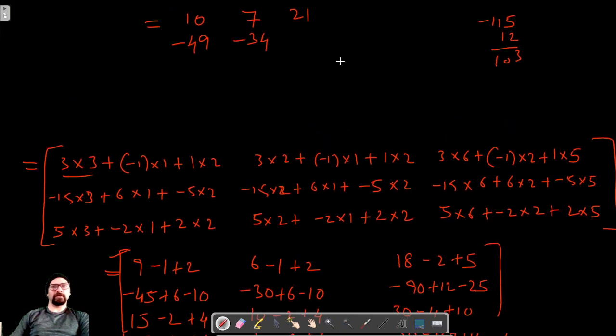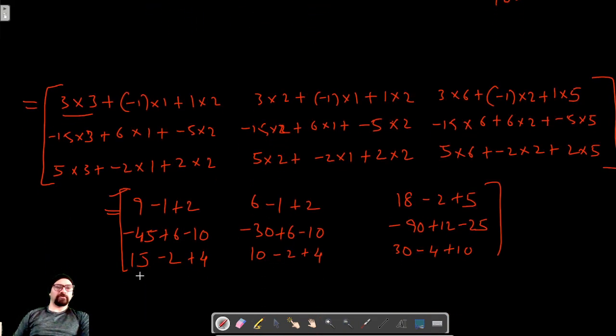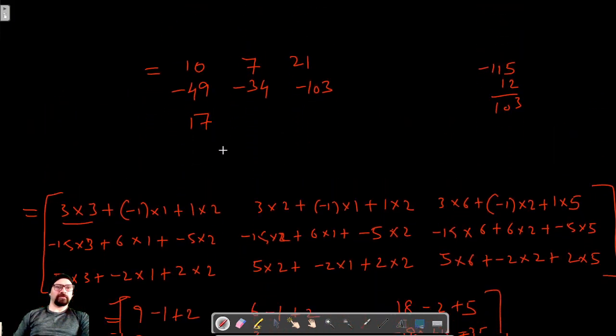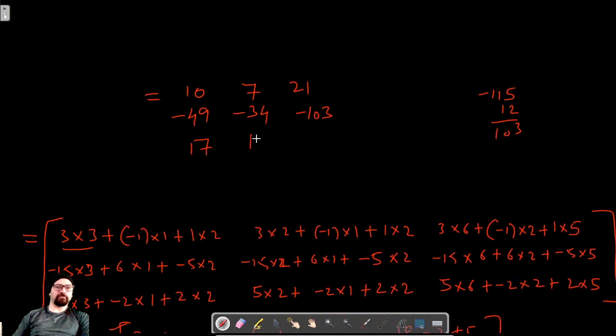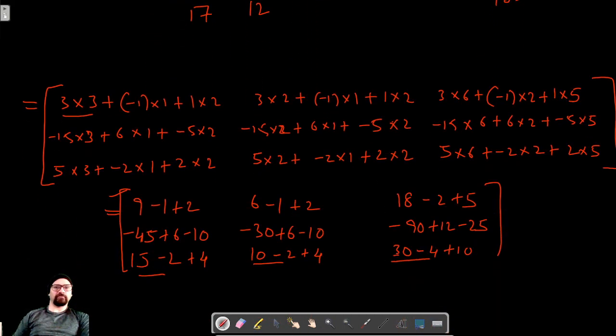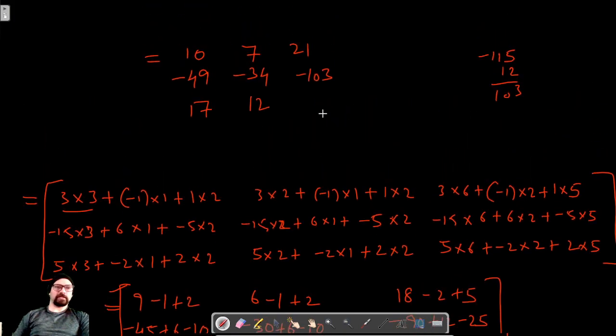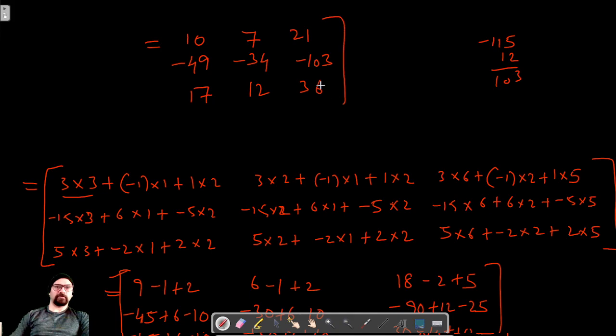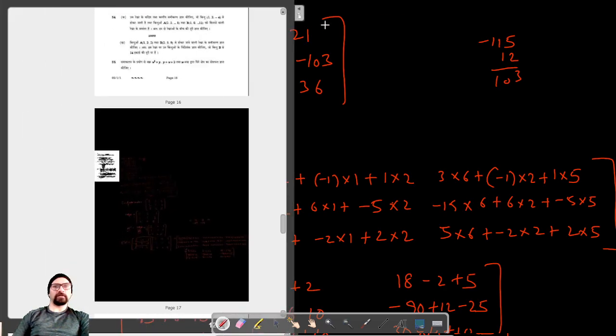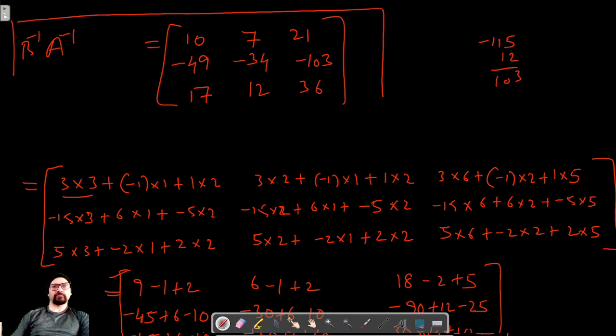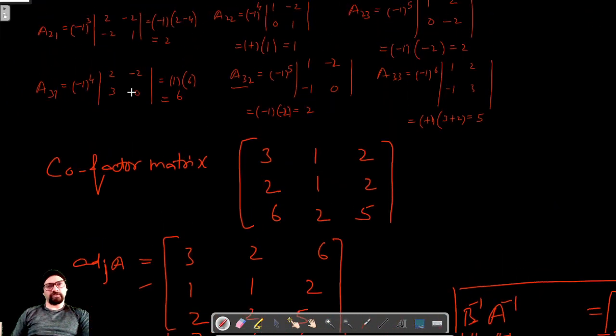This gives me negative 103. 15 minus 2 is 13 plus 4 is 17. 10 minus 2 is 8 plus 4 is 12. 30 minus 4 is 26 plus 10 is 36. So this is B inverse into A inverse, and this is our result, the final one. Okay, let's move on to the next part.